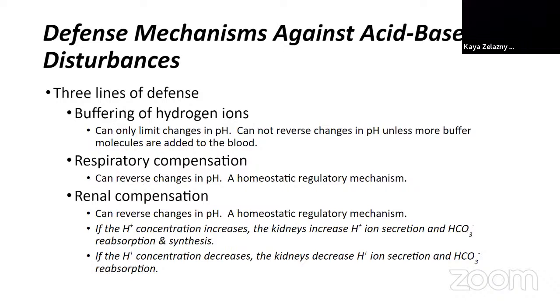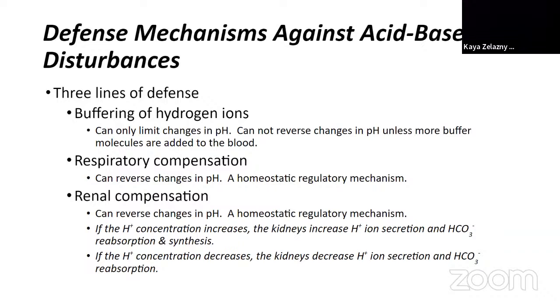So when we think about regulation of pH, we can think of your body as having 3 lines of defense, and we can think about this on different time scales, really. So the first thing that's going to happen as we start to have a disturbance in pH, we're going to start to try and buffer out those hydrogen ions, right? And this is just automatic. This is just a chemical reaction, so this will be quite quick, right? But this can only limit the change in the pH. It can't actually reverse anything, right?